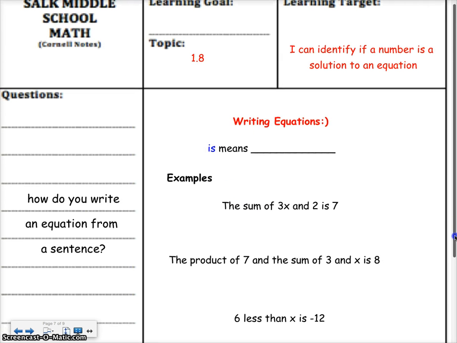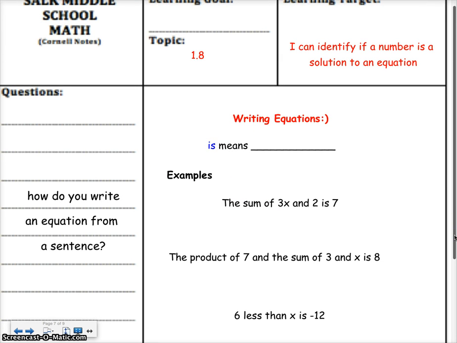Okay, now this is a more rigorous application of today's lesson. Plugging in, determining true or false, that's pretty basic. Now we're going to do a couple things. You are going to write equations. You need to know that is means equals. For example, 3 plus 2 is 5. How I write that is 3 plus 2 equals 5. You're going to be dealing with that today.